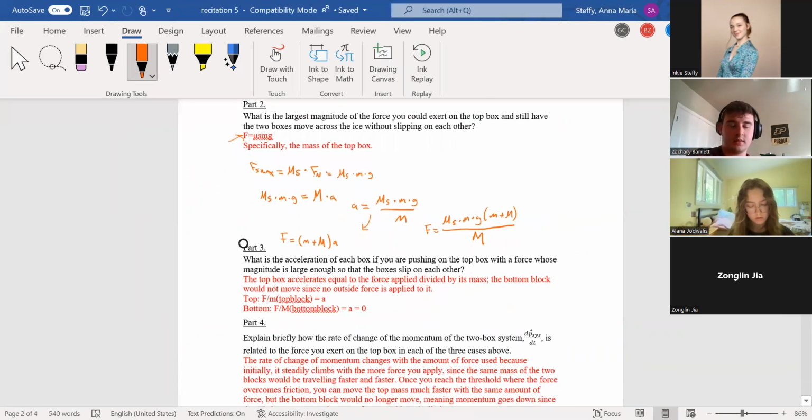I guess I think one of the main differences in my logic is I didn't take into account the bottom block. I'm not sure if I think the weight of the bottom block really matters too much. Yeah, me neither. I think all that matters is if the top block moves on it or not, because it's a frictionless surface on the bottom anyways.